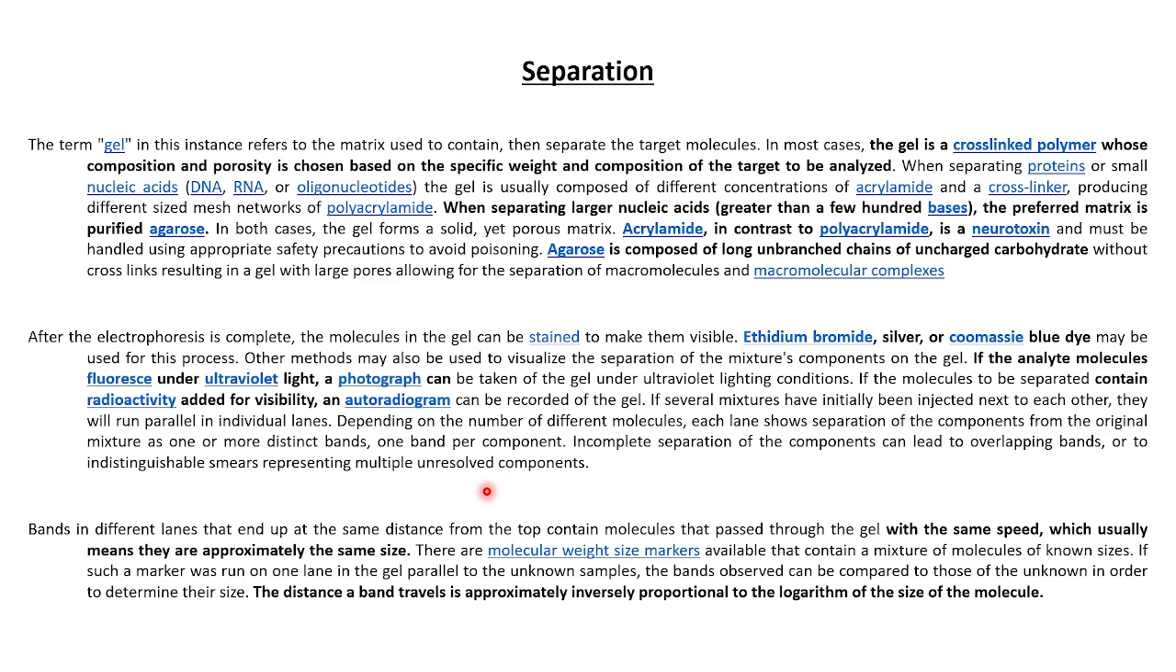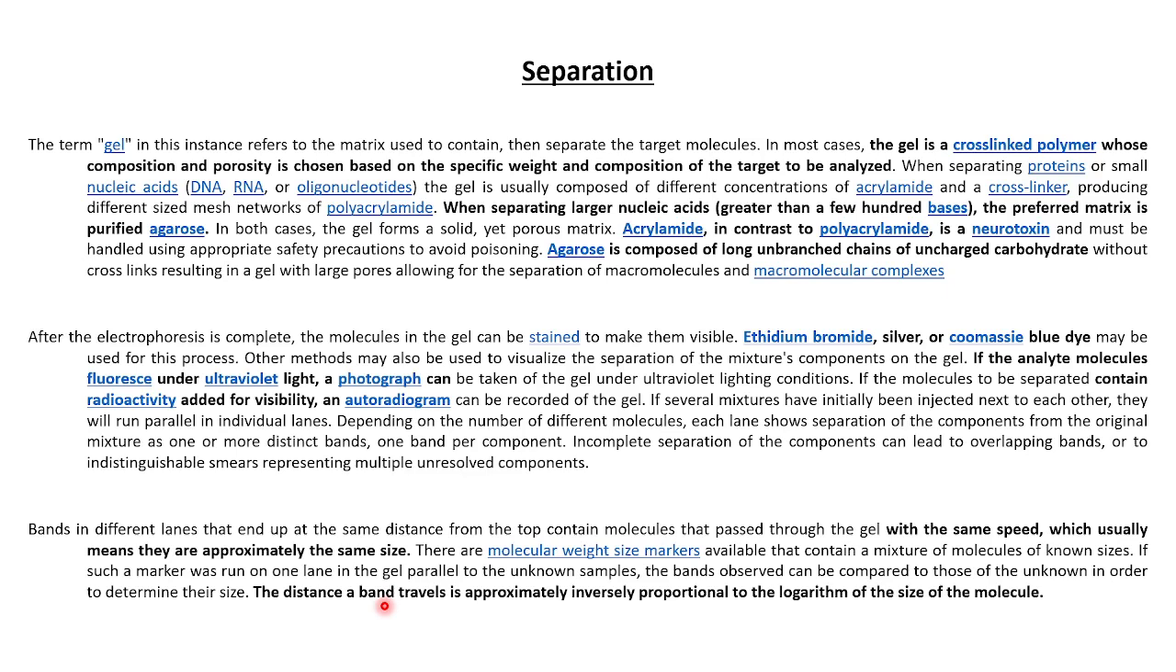Therefore, it's very important to get an idea of where our protein is and what the size of the DNA is that we are loading, because then we might need to alter the concentration of the agarose or the polyacrylamide during the preparation of the gel for better resolution of the molecules in that particular range. Bands in different lanes that end up at the same distance have passed through the gel with the same speed, which usually means that they are of the same size.